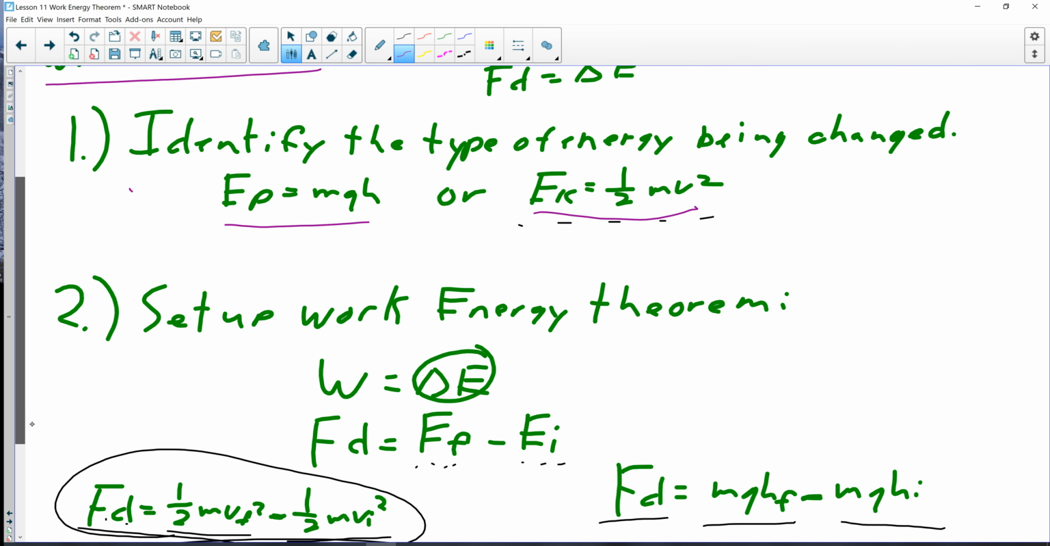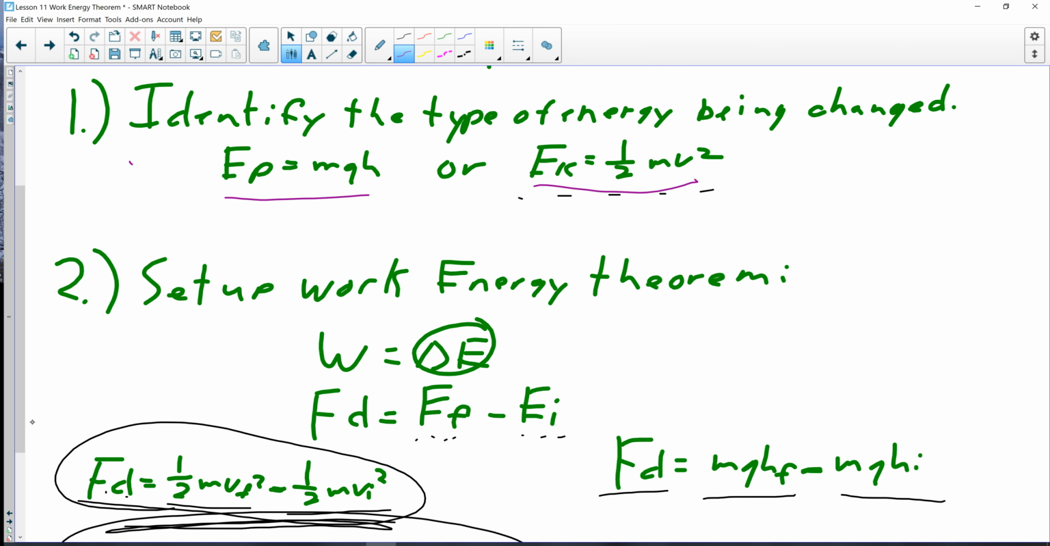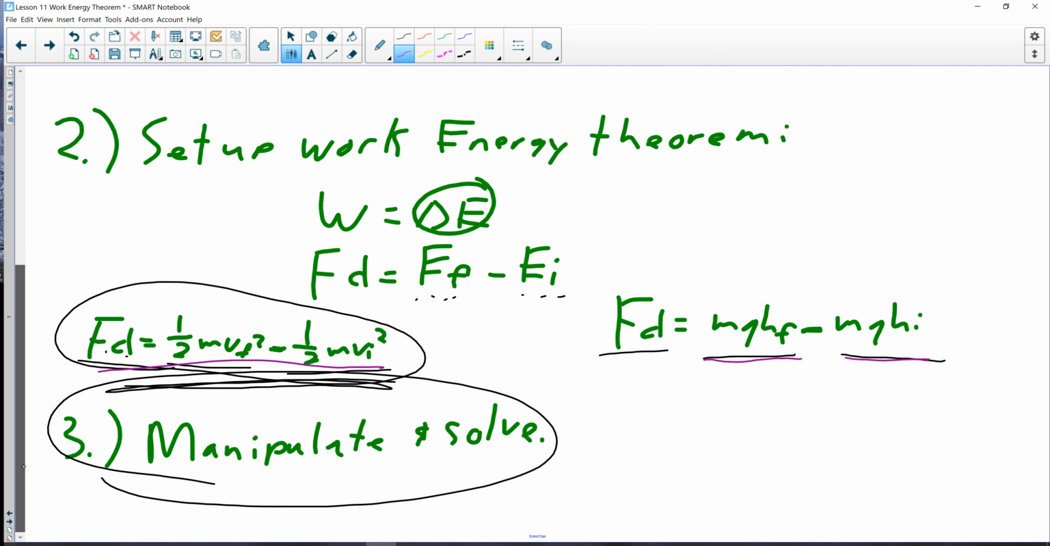Okay, then you set up work energy theorem, so work's a change in energy, okay, and we would set up EF minus EI, okay, if it's kinetic, then it would look like this, 1/2 mvf² minus 1/2 mvi². If it's potential, it would look like this, mghf minus mghi, and then we would manipulate and solve, okay, as our final step. Okay, that's the pattern. The pattern's always the same. The biggest trick is figuring out which type of energy is changing and what you're looking for.